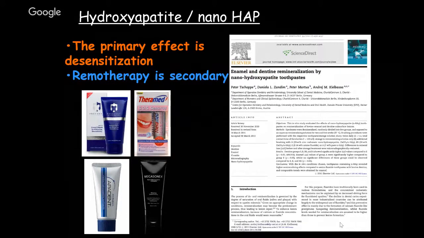The primary effect is desensitization. Remineralization therapy is secondary. Hydroxyapatite is the logic: we have a loss of minerals, so why don't we use hydroxyapatite? But hydroxyapatite has a very big molecular mass for good penetration into enamel. Good penetration into enamel is achieved by hydroxyapatite in a special form, nano-hydroxyapatite. And we now have a few toothpastes with nano-hydroxyapatite: Apadent, Megasonex, Prevident. And one important fact: toothpaste with hydroxyapatite is not active for remineralization therapy, but very good for desensitization.